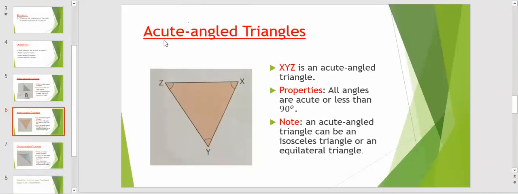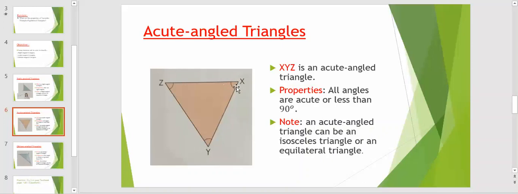Okay, so now we classify acute angle triangle. How can we classify it? Okay, XYZ is an acute angle triangle because it depends on its property. All angles are acute or less than 90 degrees.